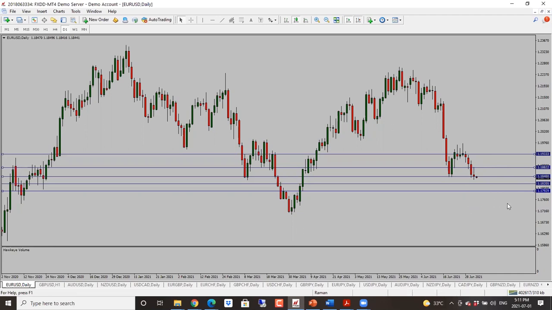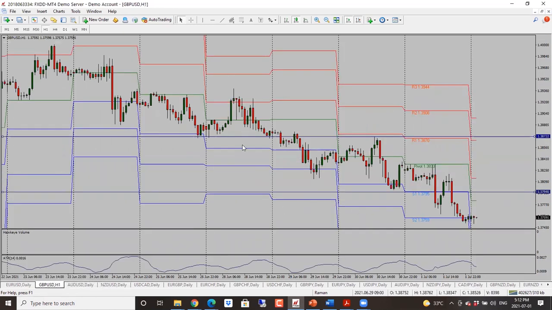Next target is 1.1820 and 1.1800. The only concern would be if it fails to go through the support here, we could see a turnaround. So watch out for that. Non-farm payroll here could basically cause the US dollar to change direction. So watch out for that. So neutral to bearish bias here for euro dollar.